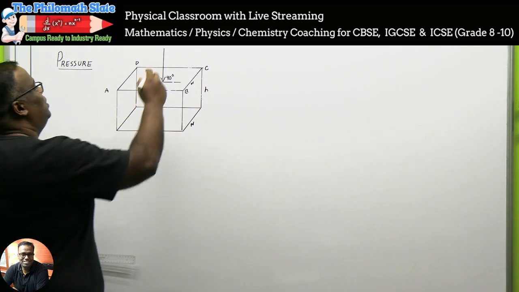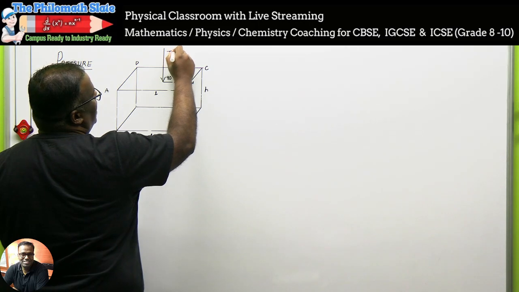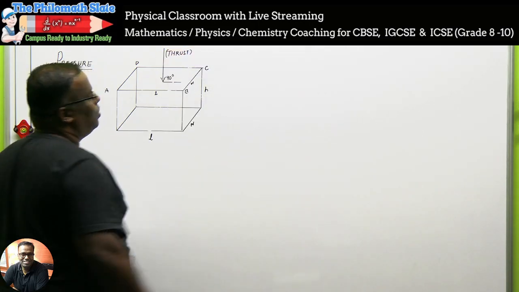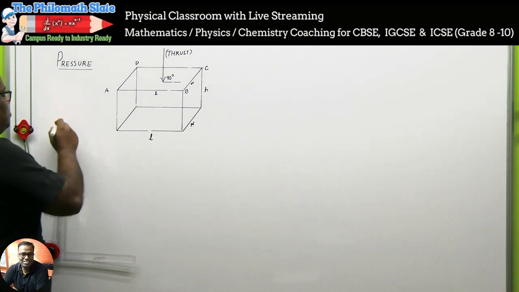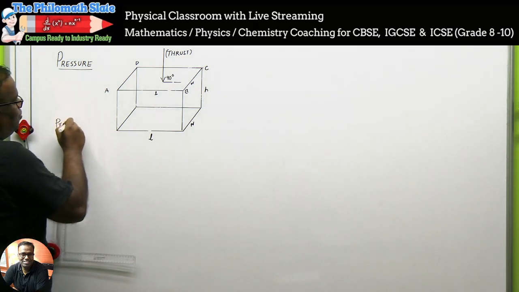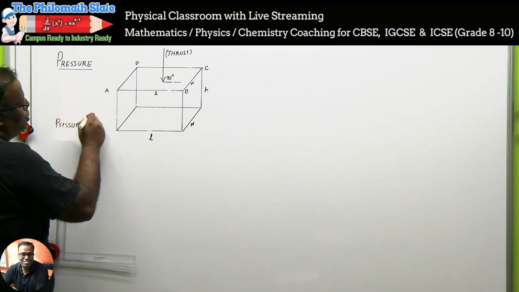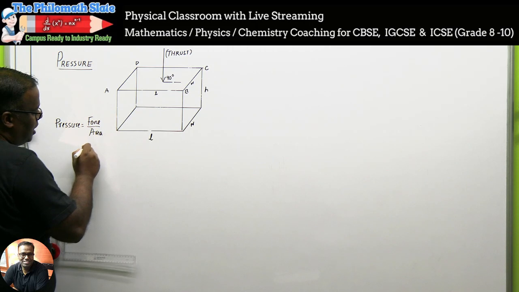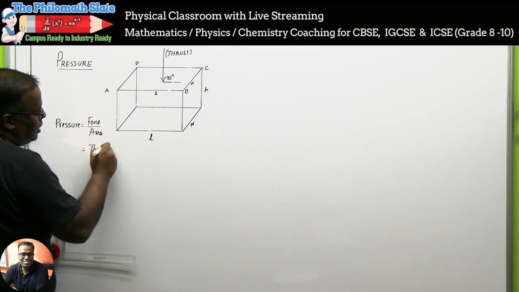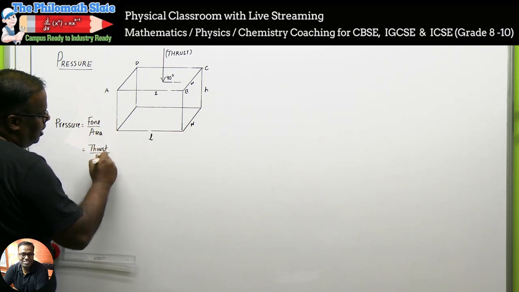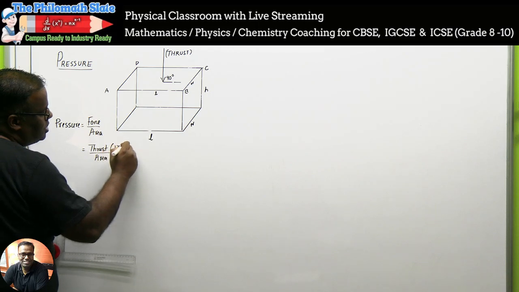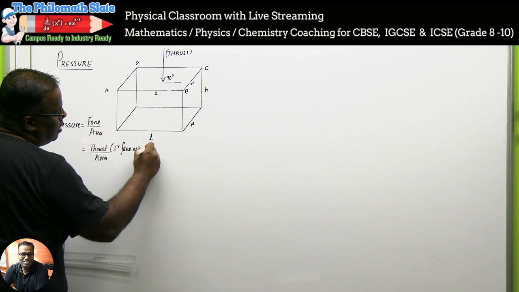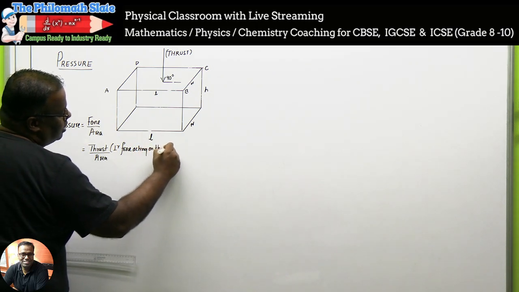Therefore, the real definition: when a force acts vertically on a surface, we call it thrust. Have you understood? Thrust. So in layman's language, you will find that in books they write pressure is the ratio of force upon area. But if you want to make it very correct, then it is the ratio of thrust upon area. And what is thrust? Thrust is the perpendicular force acting on the concerned area.